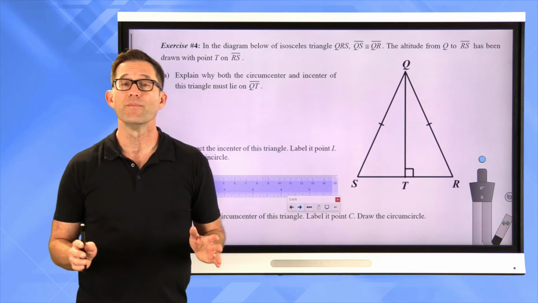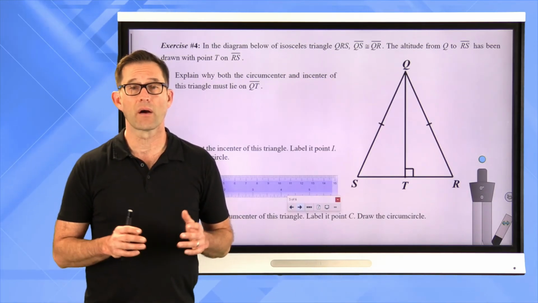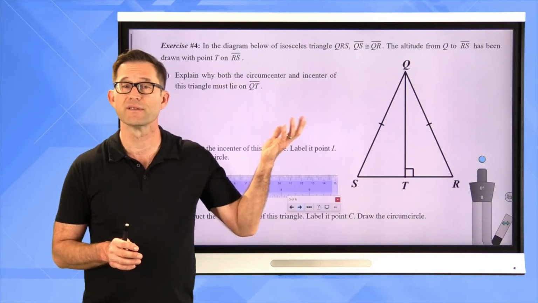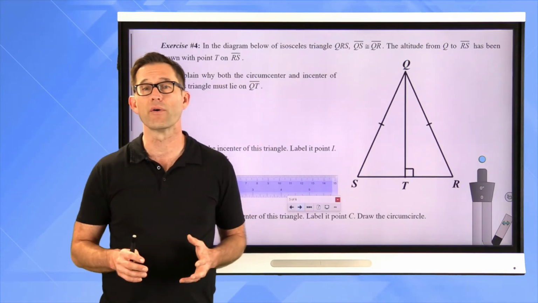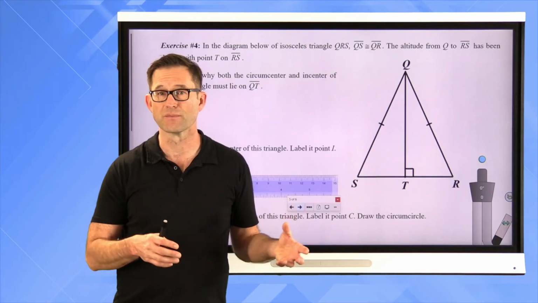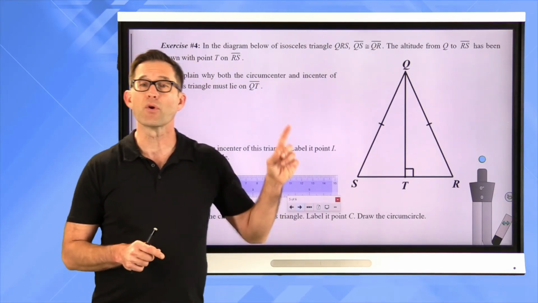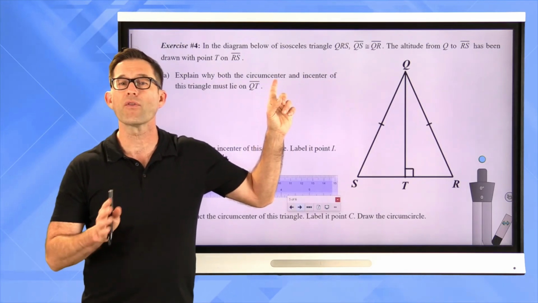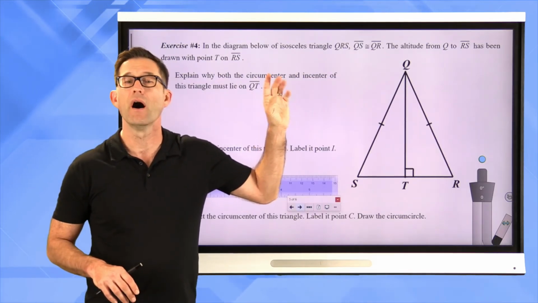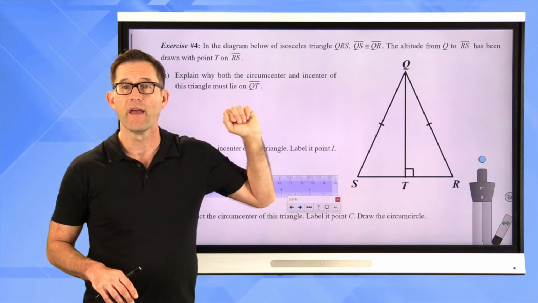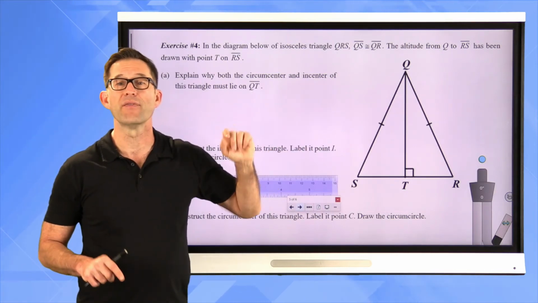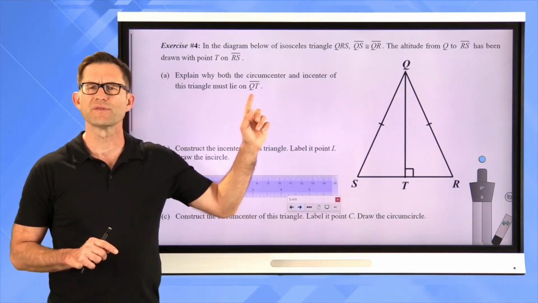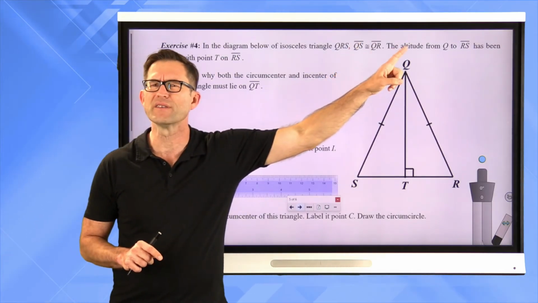All right, now, if you didn't watch our lesson on the circumcenter and circumcircle of a triangle, then this isn't going to make a lot of sense, or if your teacher didn't already do the circumcenter and the circumcircle. But remember, the circumcenter is located at the intersection point of all the perpendicular bisectors of sides of the triangle. And the incenter is located at the intersection point of all the angle bisectors. So why does the circumcenter and the incenter have to lie on this altitude?